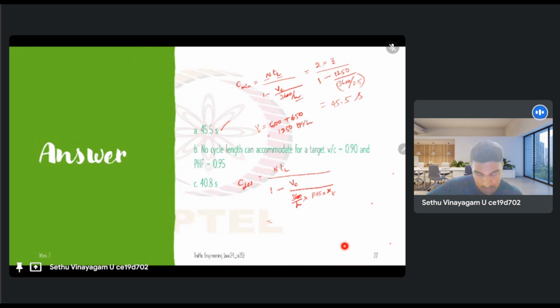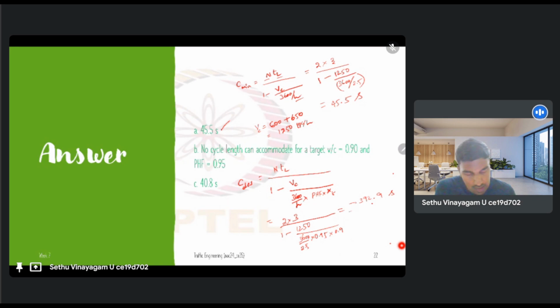So we have N, two phases, 3 seconds lost per phase, by 1 minus VC, which is 1250 as we had calculated, divided by 3600 by 2.5, which is the saturation flow rate, times PHF, given as 0.95, and the target V by C ratio is 0.9. Okay, so if you calculate this, the desired cycle length will be minus 392.9 seconds.